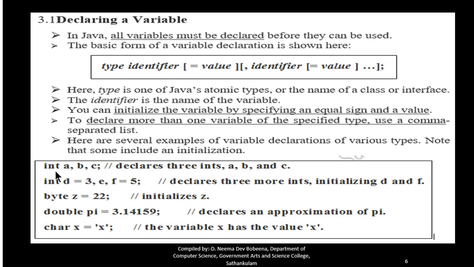Some examples are given. First one is int a, b, c. This declares three integer variables a, b and c. Just declaration is there. Second one, int d = 3, e, f = 5. Here also it declares three integer variables, and d is assigned 3 and f is assigned 5, and e is just a declaration. Next one, byte z = 22. A byte type variable z is assigned 22. Next one, double type variable pi is assigned 3.14159. And char type variable x is initialized with the value x.